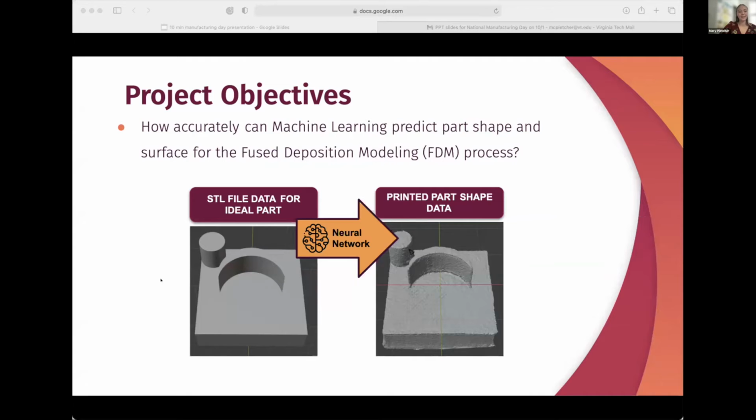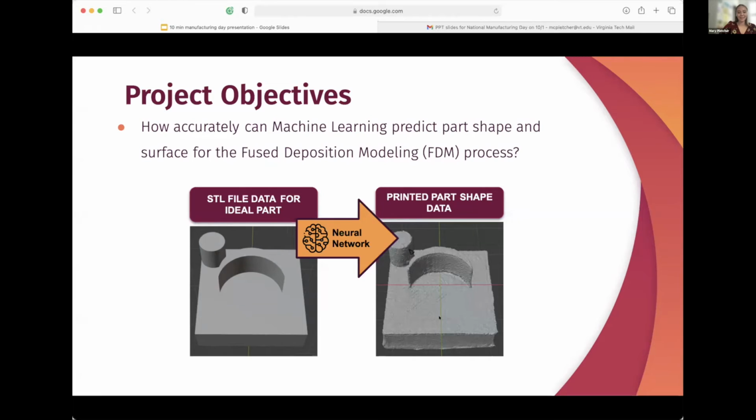So the question was, how accurately can machine learning predict part shape and part surface for the fused deposition modeling process? Fused deposition modeling is just a type of additive manufacturing or 3D printing. So the goal was to have an ideal file of what the part would look like, called the STL file, the designed part. And then a neural network would be used to predict the actual printed part shape.